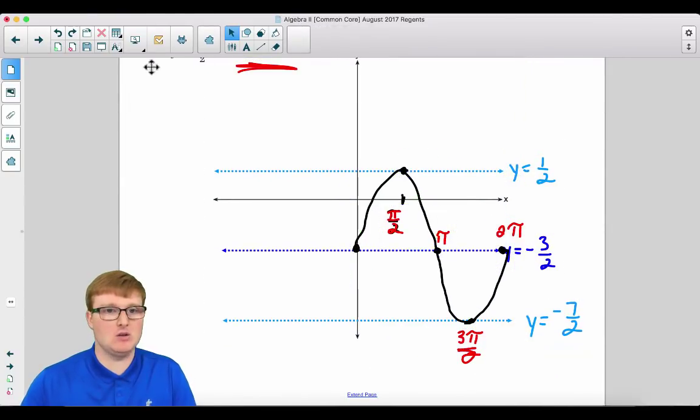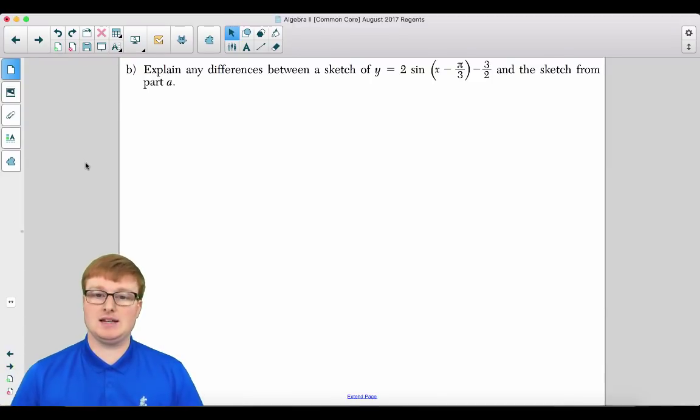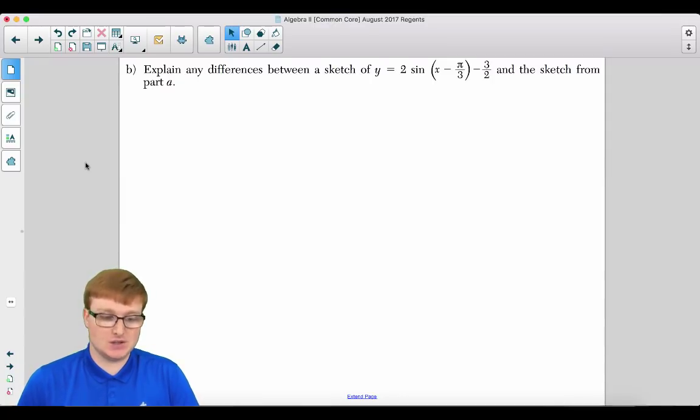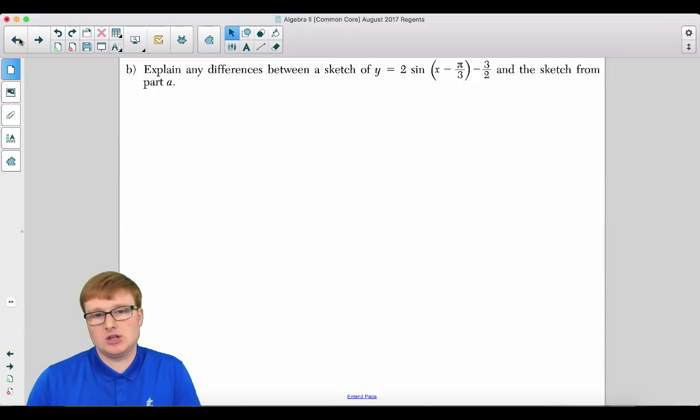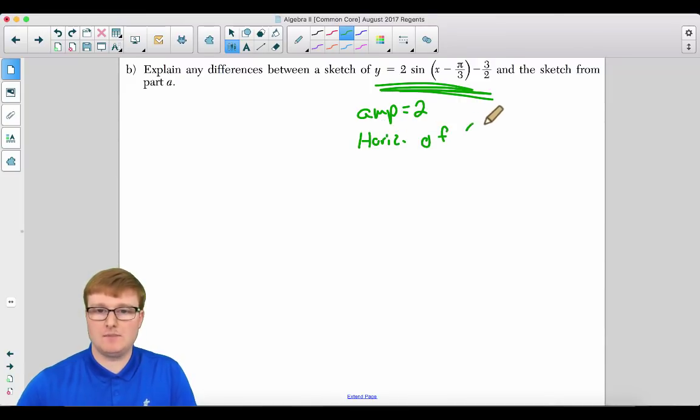Now, I assume that there's a follow-up because this is a part 3. The follow-up is, explain any differences between a sketch of y equals 2 sine of (x minus pi over 3) minus 3/2 and the sketch from part A. So what's the difference? Notice from this equation that the amplitude is 2. That's just the number in front of the sine. There's a horizontal shift here of pi over 3 units to the right. And it's a vertical shift down by 3/2.